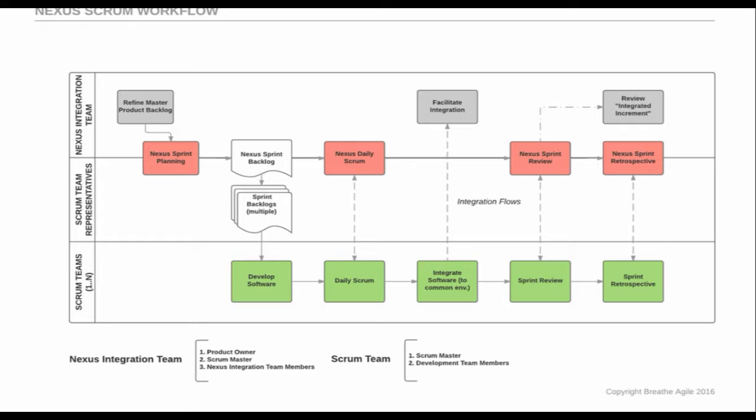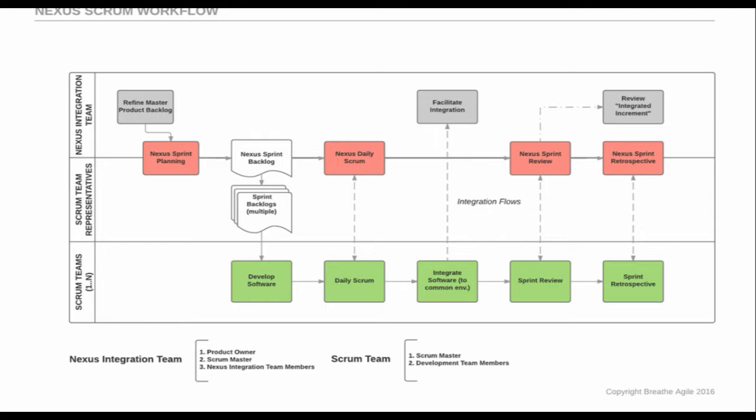Then each Scrum team representative takes this sprint backlog to their respective teams and they follow the traditional Scrum cycle. They have their own planning meetings, their daily stand-ups and so on. So that follows the traditional Scrum methodology. Then comes the Nexus Daily Scrum. So once the Nexus Sprint starts, the Nexus Daily Scrum is attended by the integration team and the Scrum team representatives. They talk about the progress of the individual teams.